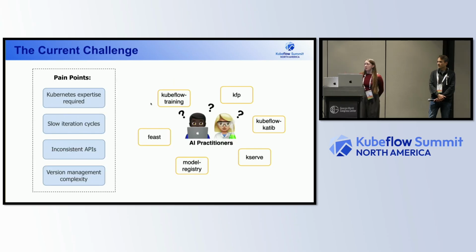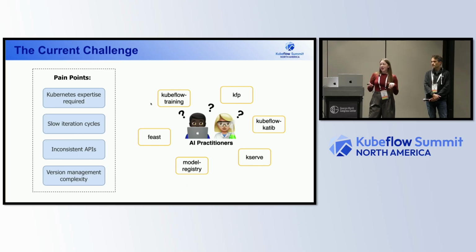This is what you would face today. The first one is Kubernetes expertise required. To build any AI workload on Kubernetes, you have to know Kubernetes. You have to know what is a pod, what is a PVC, what are CRDs, etc. But the issue is that I'm an AI practitioner, and generally, I don't care about all of that. I care about my model, about what hyperparameters give me the best results, etc. But I have to become an infrastructure expert just to build and run AI on Kubernetes.